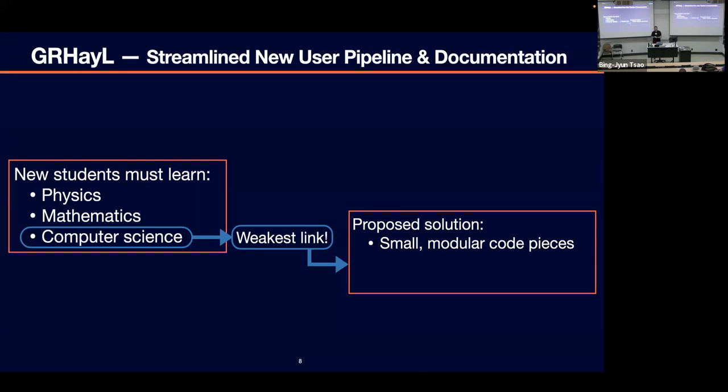So our proposed solution is to have small modular pieces and avoid using obscure language features. I know that's debatable, but our choice is to use just C. We don't use anything more complicated than that, and provide extensive documentation on how the code works and what you can do to extend it.